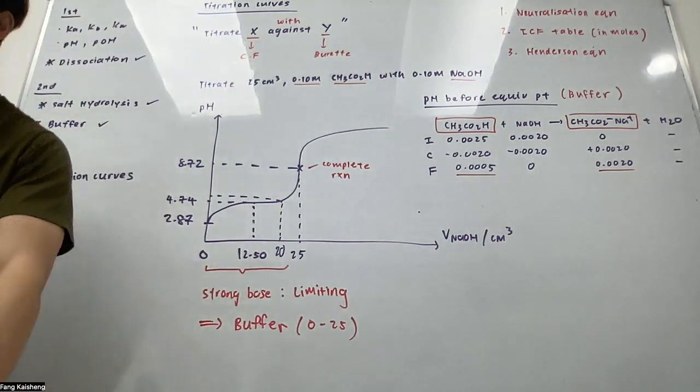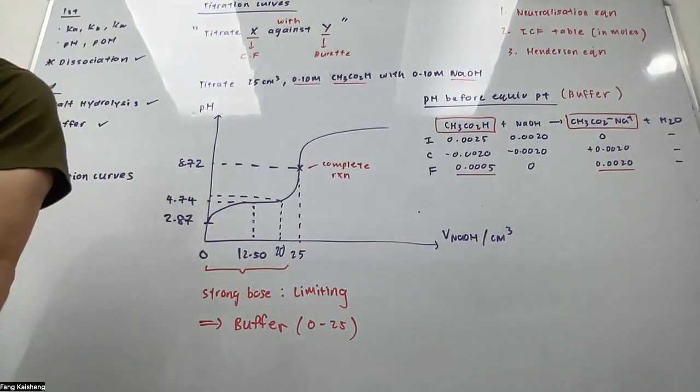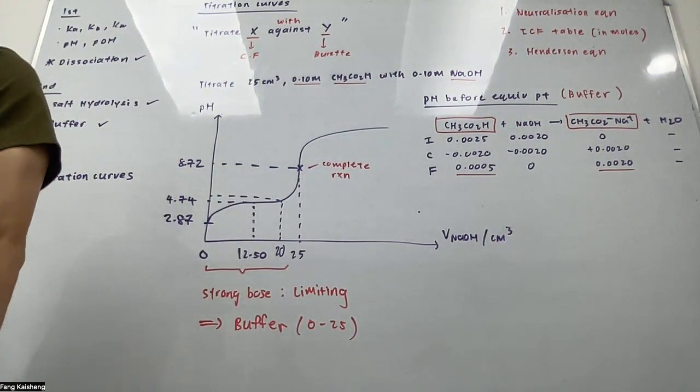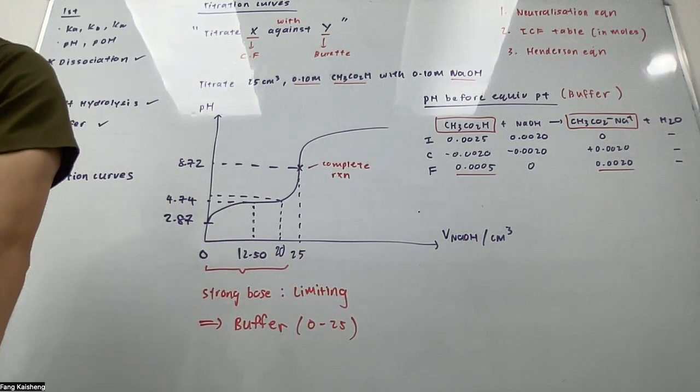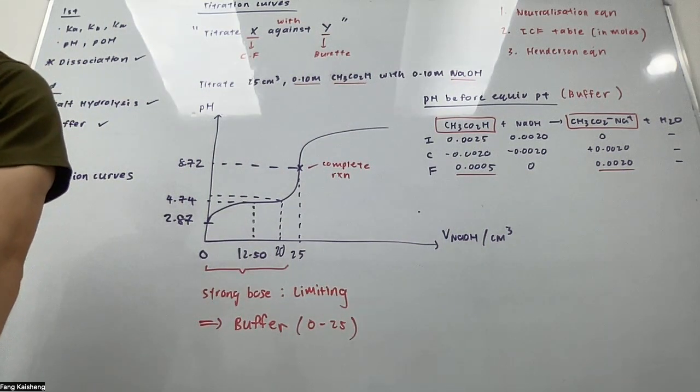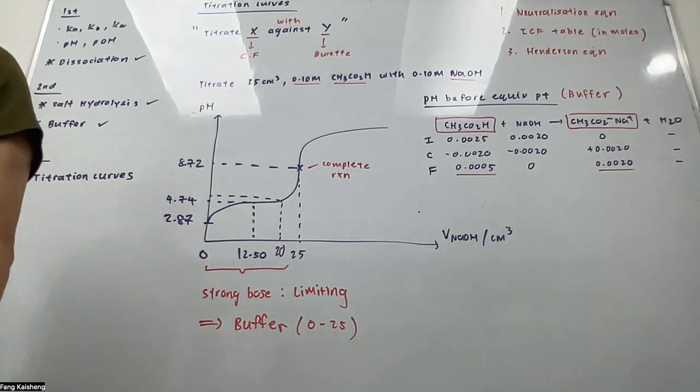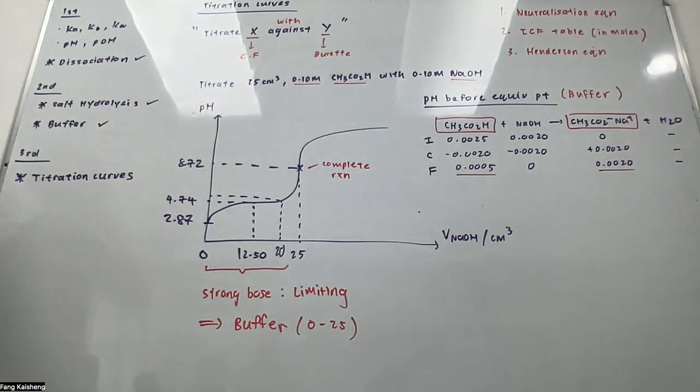Come, calculate the pH. Hope you understand the essence of all this. For every calculation type in a titration curve, you must identify the type first. If not, you end up doing the whole thing wrong.